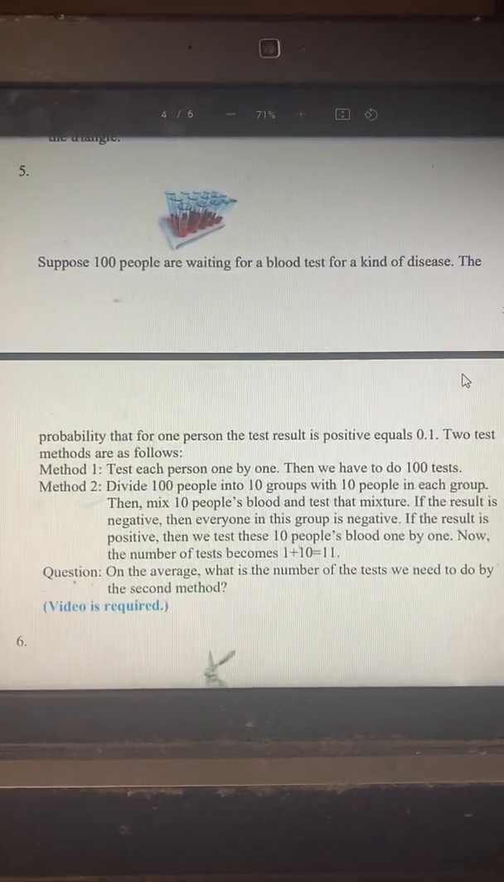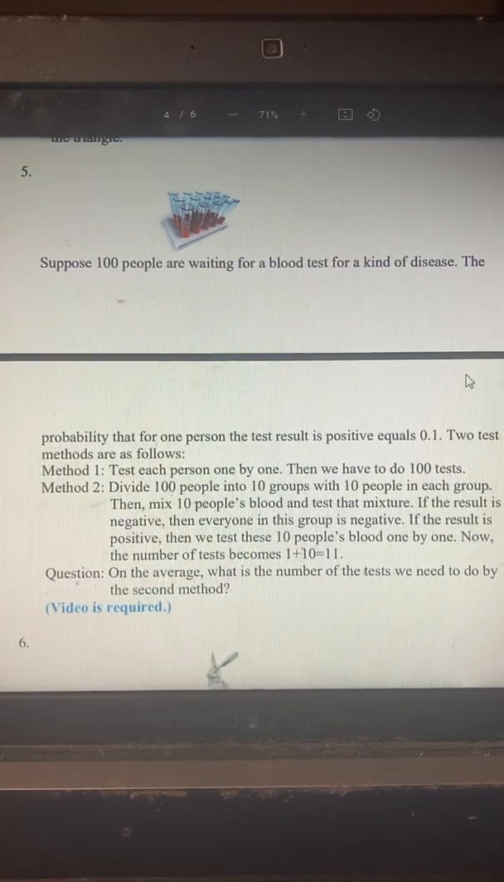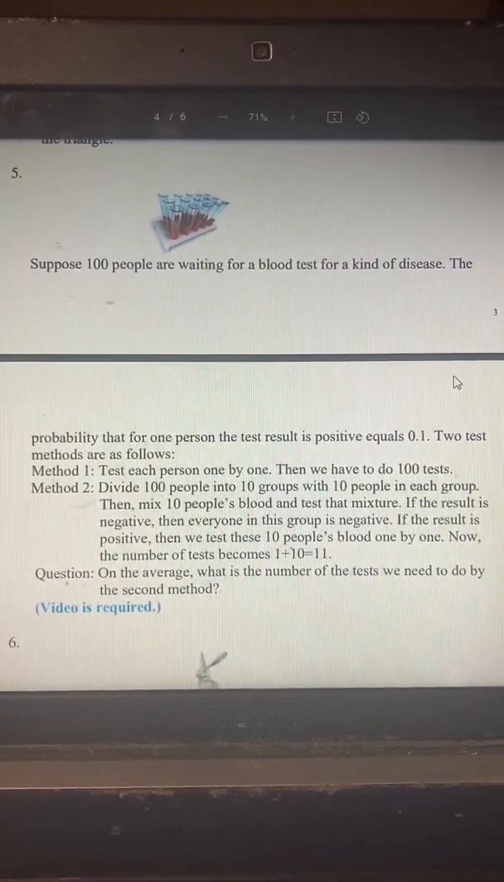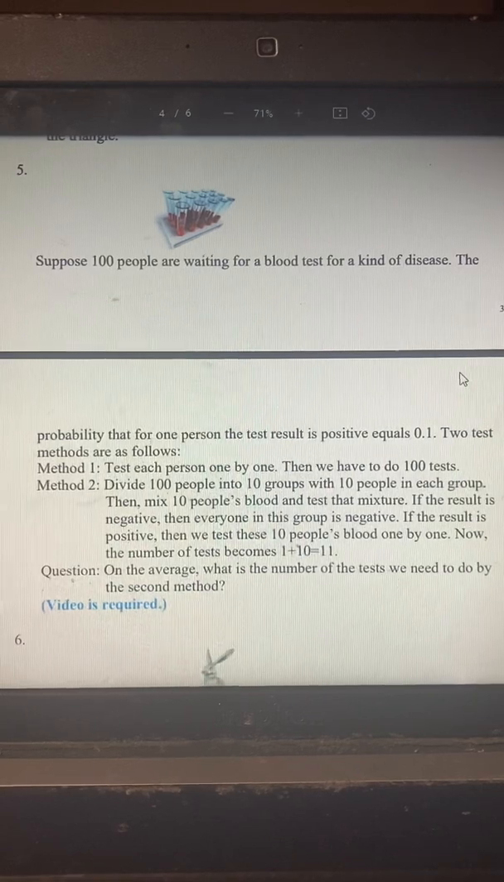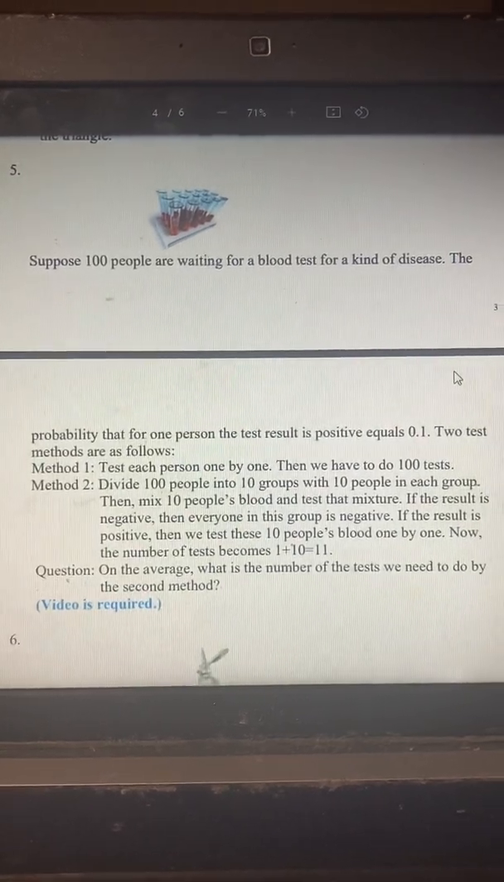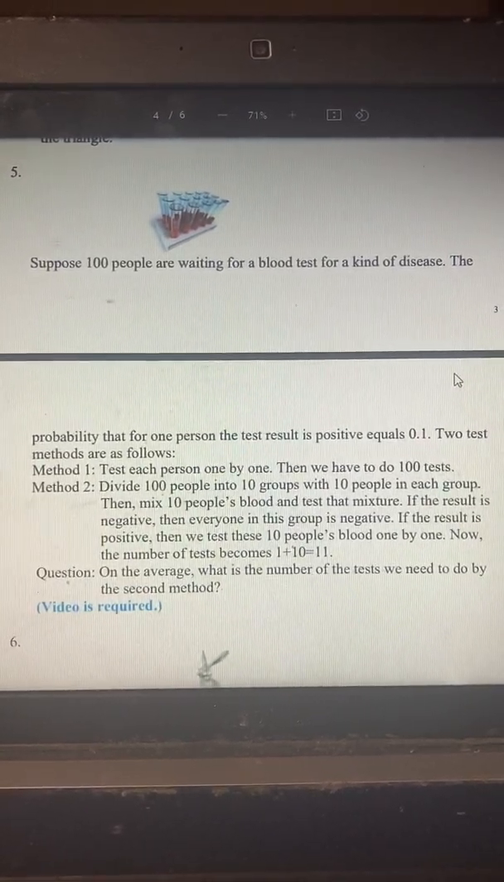So for question 5, we have to assume that there are 100 people waiting for a certain kind of blood test for a certain disease, and that the probability of one person testing positive is given as 0.1. There are two methods that these blood tests follow.